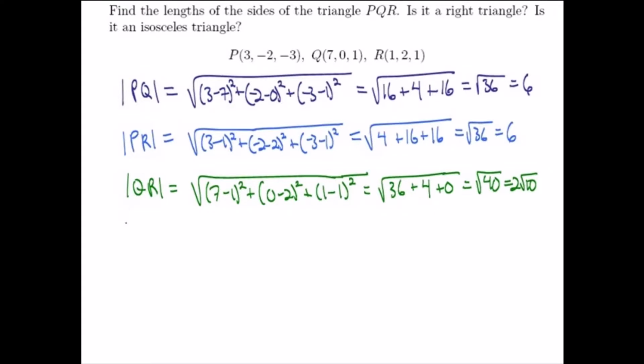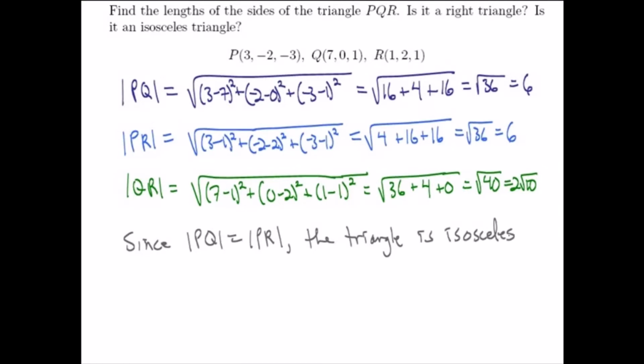Well, we can see that since we have 2 sides of the same length, namely PQ and PR, those are the same, we do have an isosceles triangle. So the triangle is isosceles. I guess we answered the second question first.